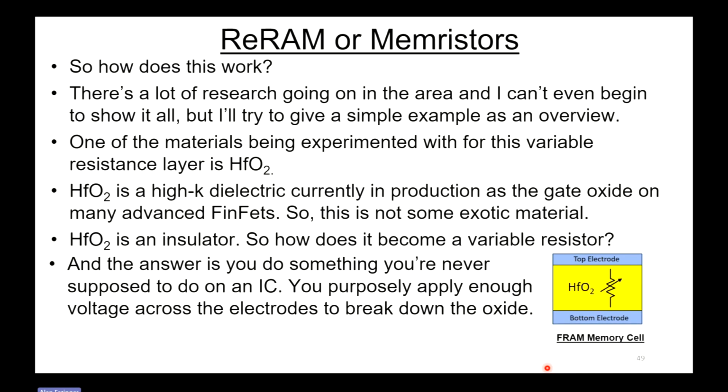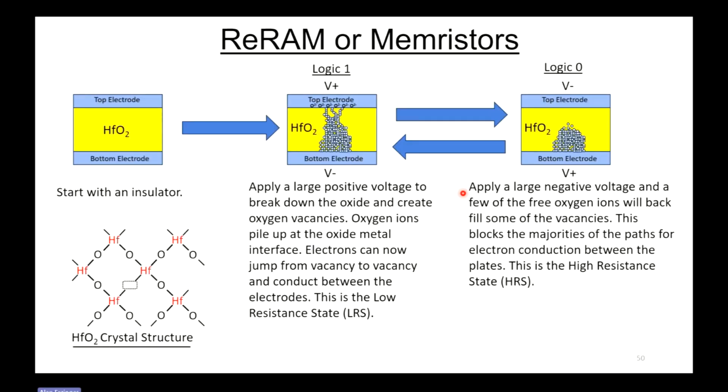You purposely apply enough voltage across the electrodes to break down the oxide. Okay, so let's go through the procedure here. You start with your two electrodes and your insulator, your hafnium dioxide, in the middle. You move over to this next one, and you apply a large positive voltage to actually break down the oxide. And what you're doing is creating oxide vacancies.